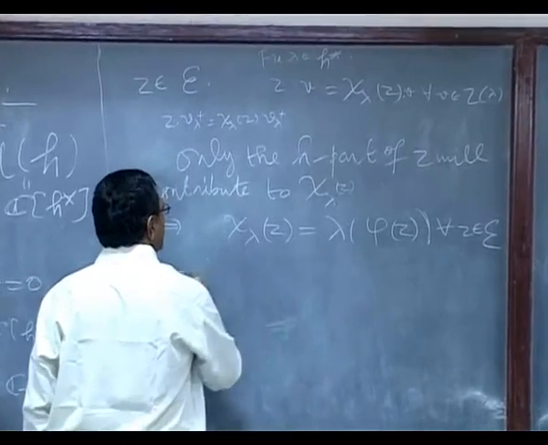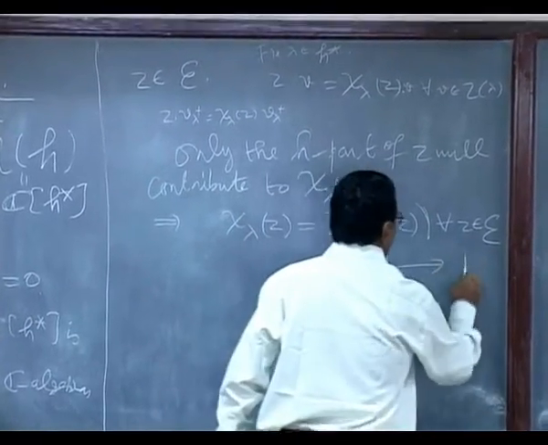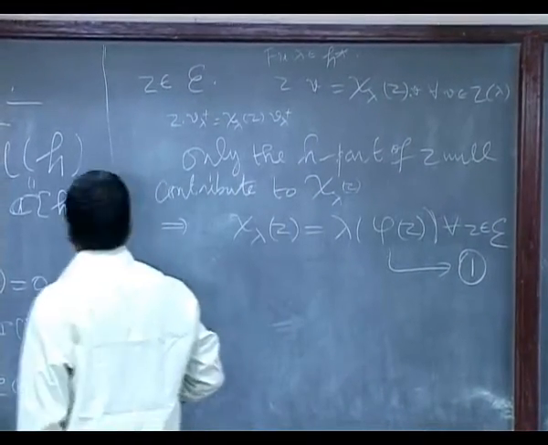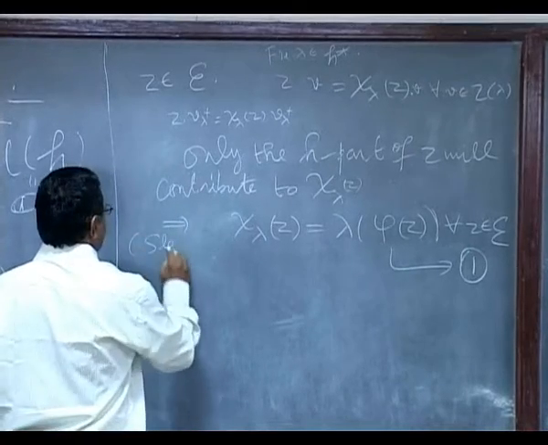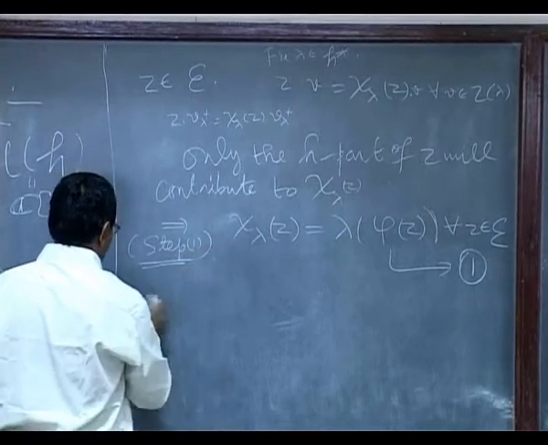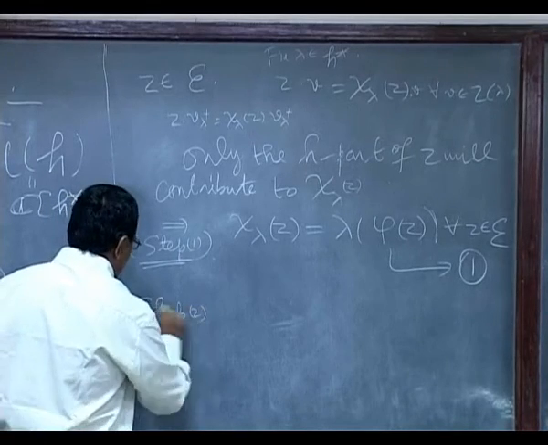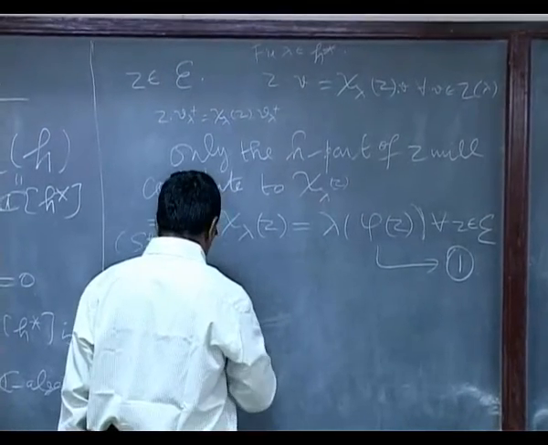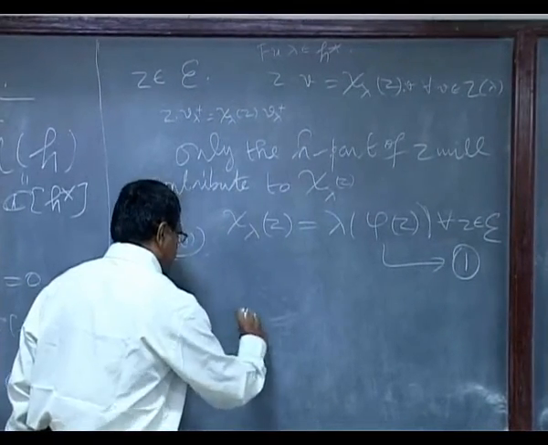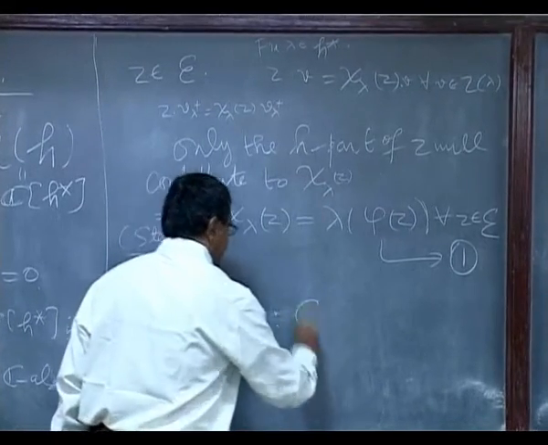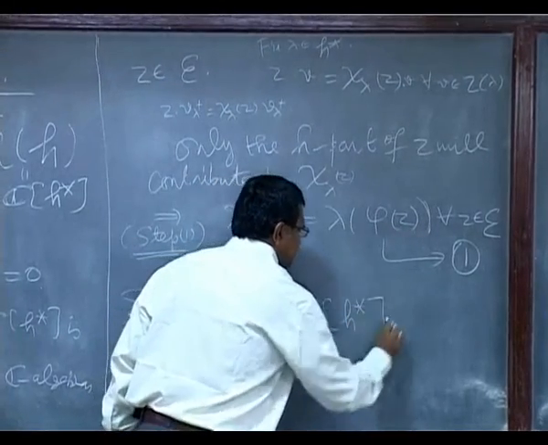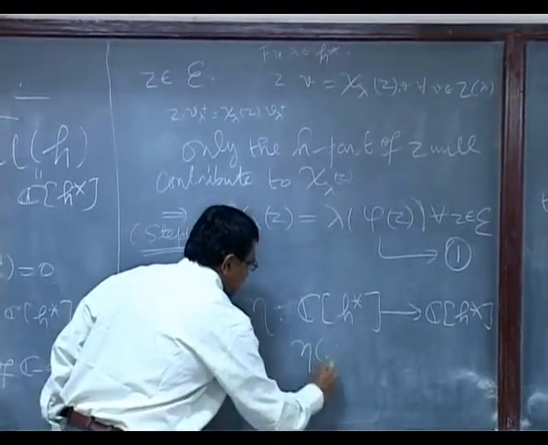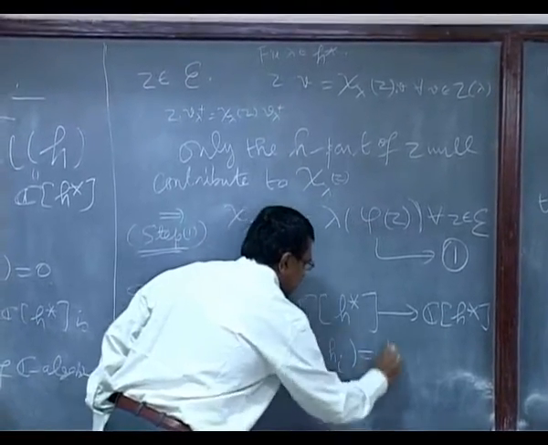Okay, so this is number 1, which I am going to use, and this is the end of step 1. Now step 2. First thing is I have eta from C H star to C H star, sending H i to H i minus 1.